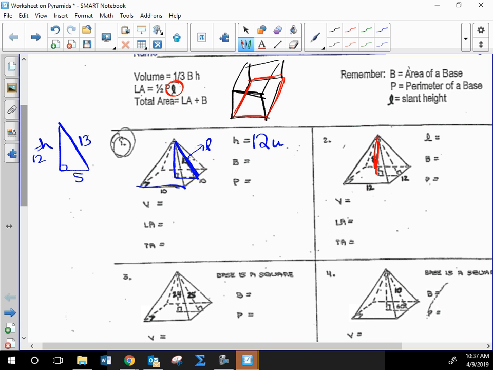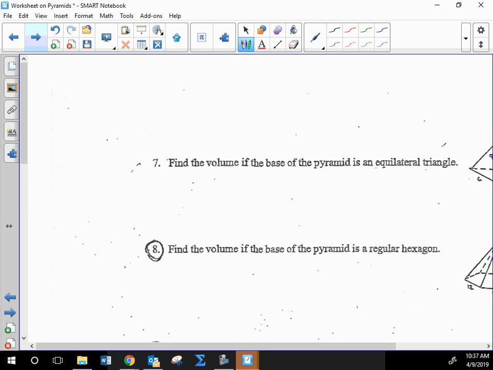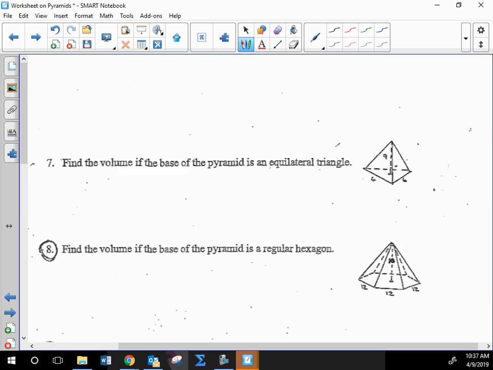Flip your paper over real quick. Notice here, it's not a square. What shape is that? Triangle. How about for number 8? Hexagonal. We like hexagons.